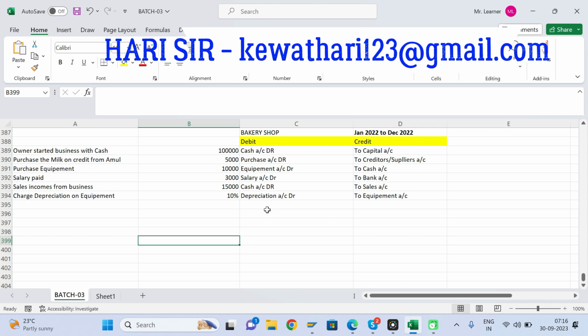When those corporate people prepare their profit and loss account, why is it required? Because they want to know whether they are in profit or in loss. Based on that only, they can pay their taxes to the government. So preparing the profit and loss account and balance sheet is mandatory. It is not optional.